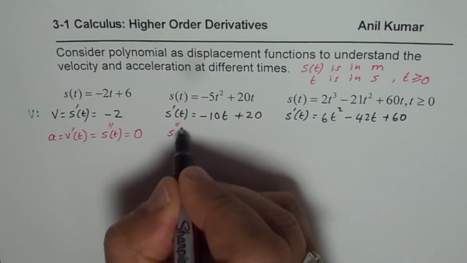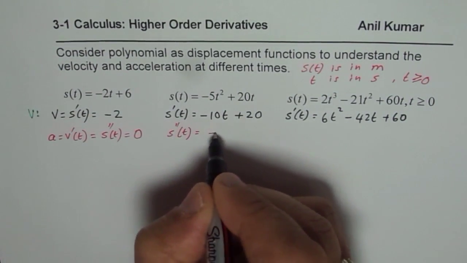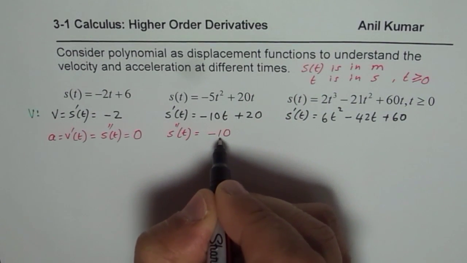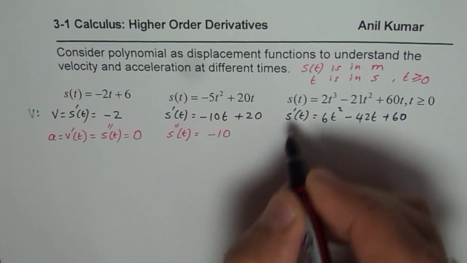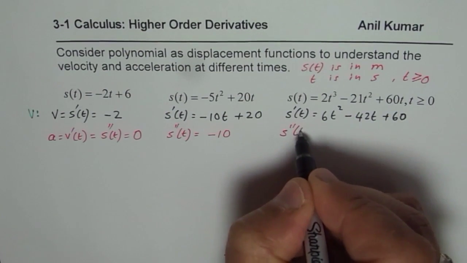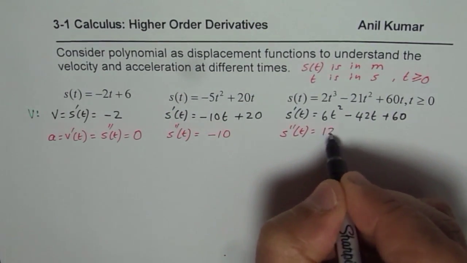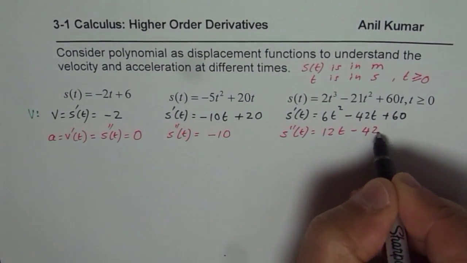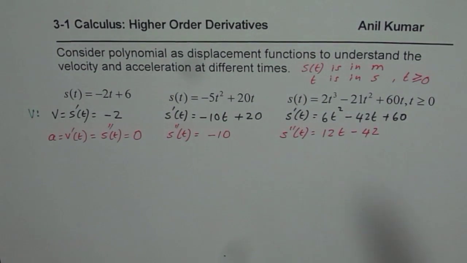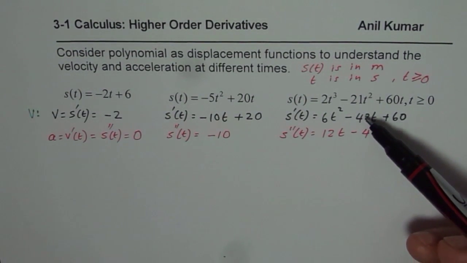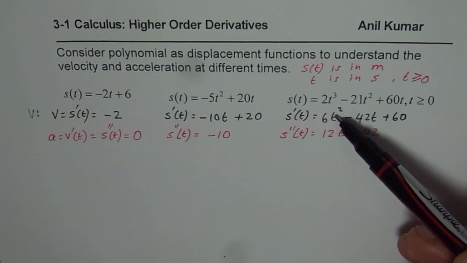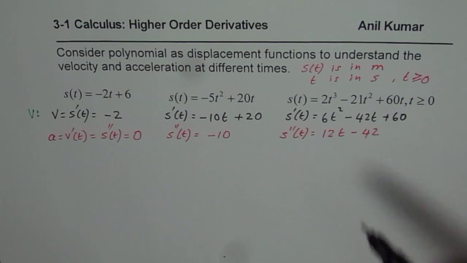Here the second derivative is going to be minus 10, which is a constant, and here the second derivative is going to be 12t minus 42. Linear. Do you see that? So the first derivative is one degree lower, and the second derivative is one more degree lower, correct? That is how they really change.